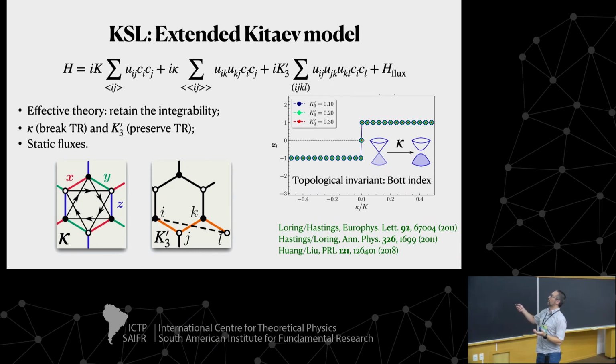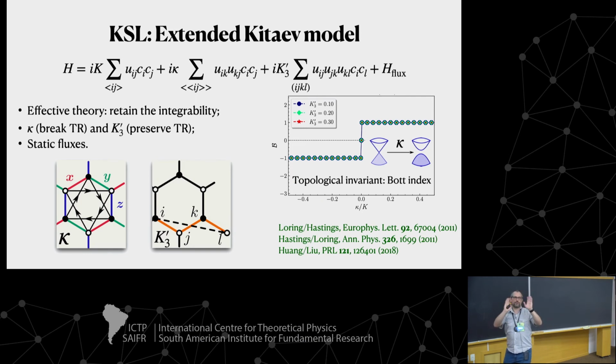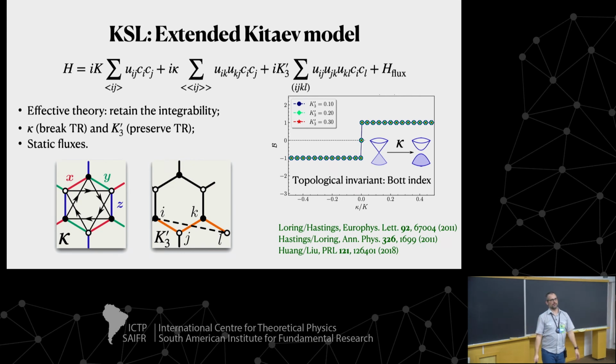And the Bott index, as I just said, depends on kappa, so it breaks time reversal. It's either plus or minus 1, but it does not depend on K3 prime. Just a trivial statement here. I didn't explore K3 prime too much because of lack of time. Okay, thank you.